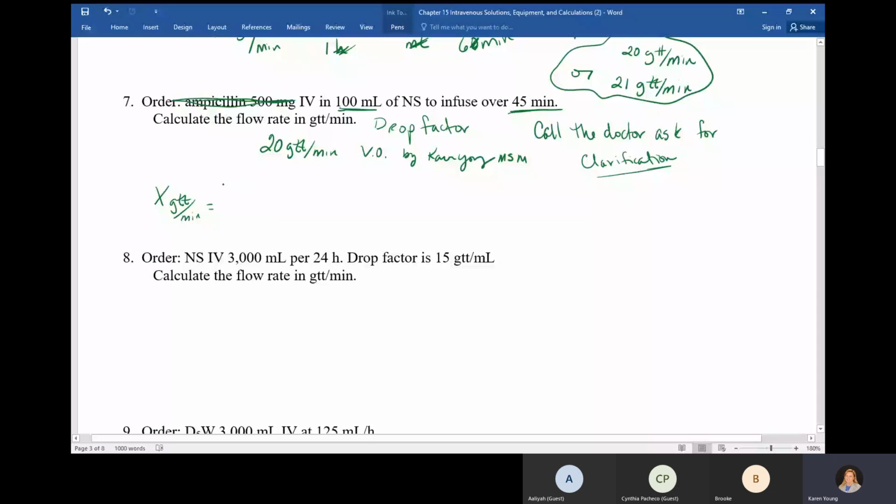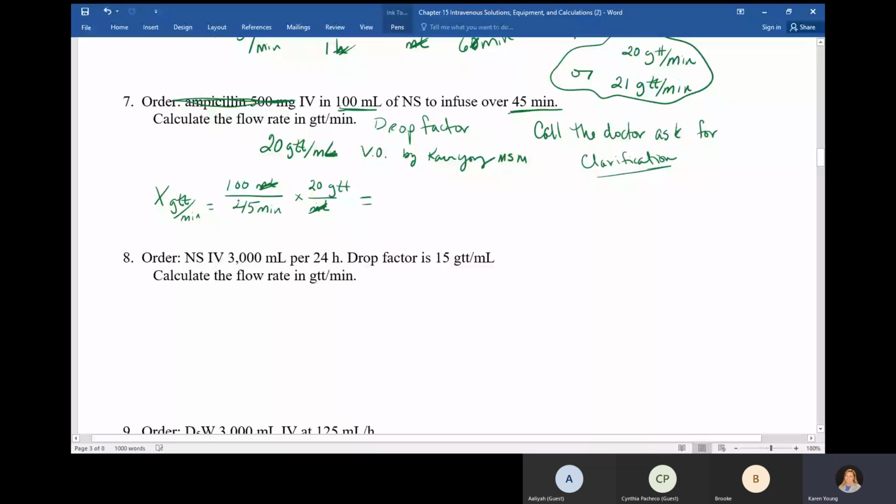So I've got 100 milliliters, that's my amount, over 45 minutes, times my drop factor, 20 drops. Oops, it's per milliliter, not per minute, sorry. Drop factors are per milliliter. Do I have to do a time conversion on this one? I want drops per minute, right? And the order's already per minute, so I don't have to do a time conversion. I just have to cancel out my milliliters.